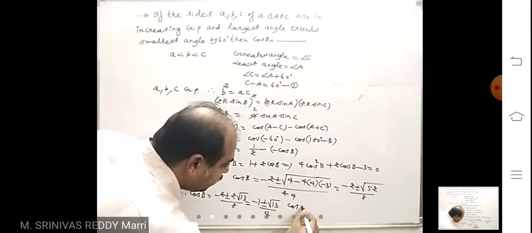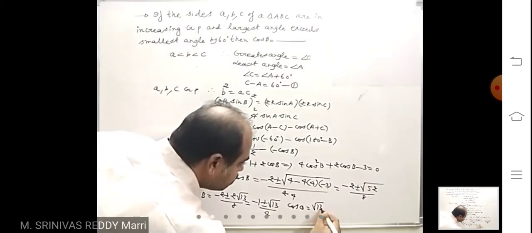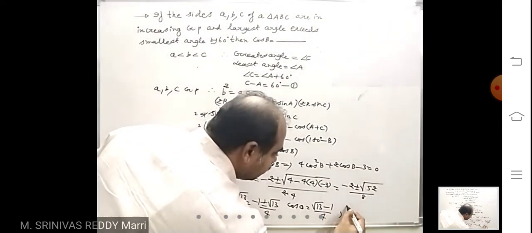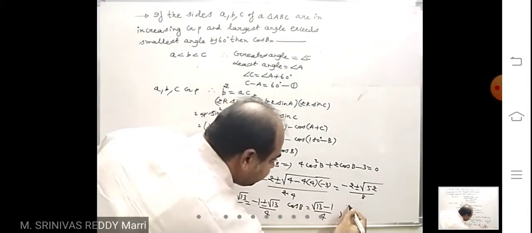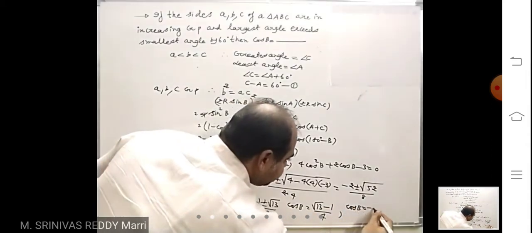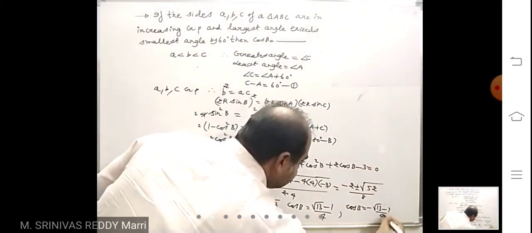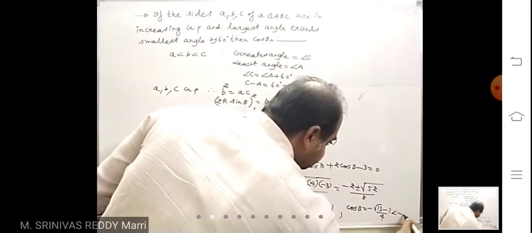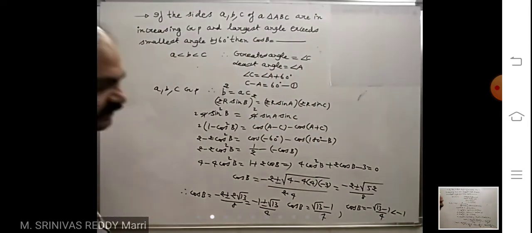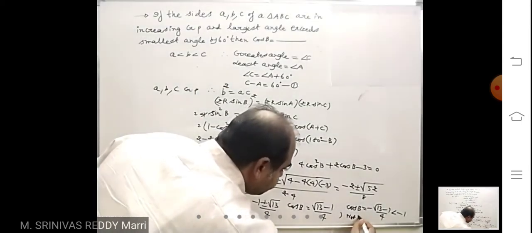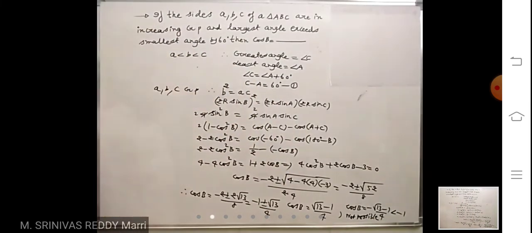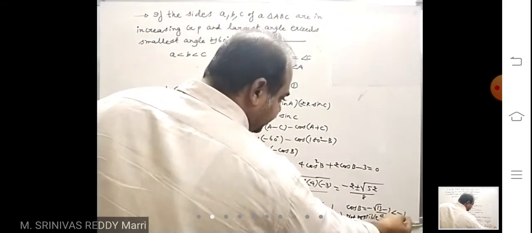But cos theta, if you take root 13 minus 1 by 4, this is one value of cos B. And another value you are getting is cos B equal to minus root 13 minus 1 by 4. But this is what, cos B is less than minus 1. Therefore, not possible, because cos always lies between minus 1 and 1 only. Cos B less than minus 1 you got. Therefore, it is not possible.